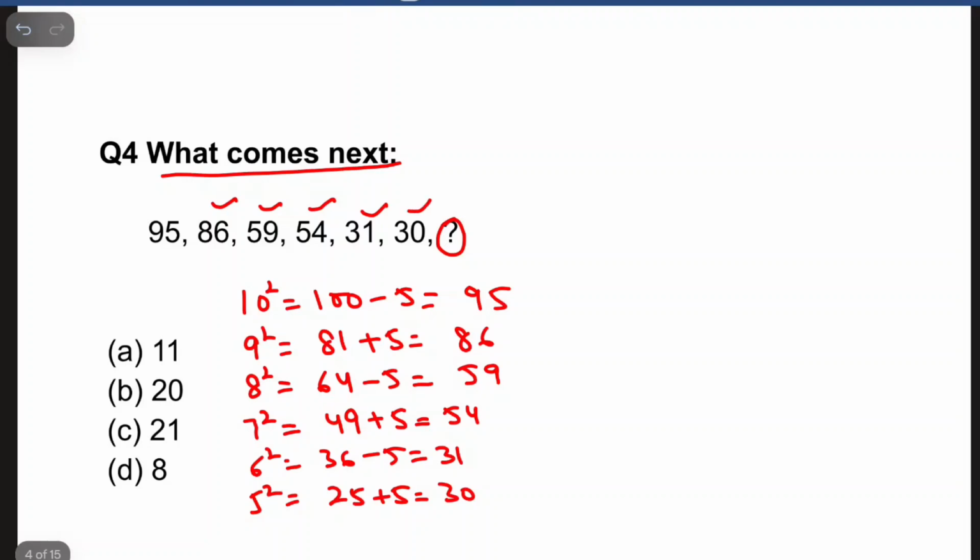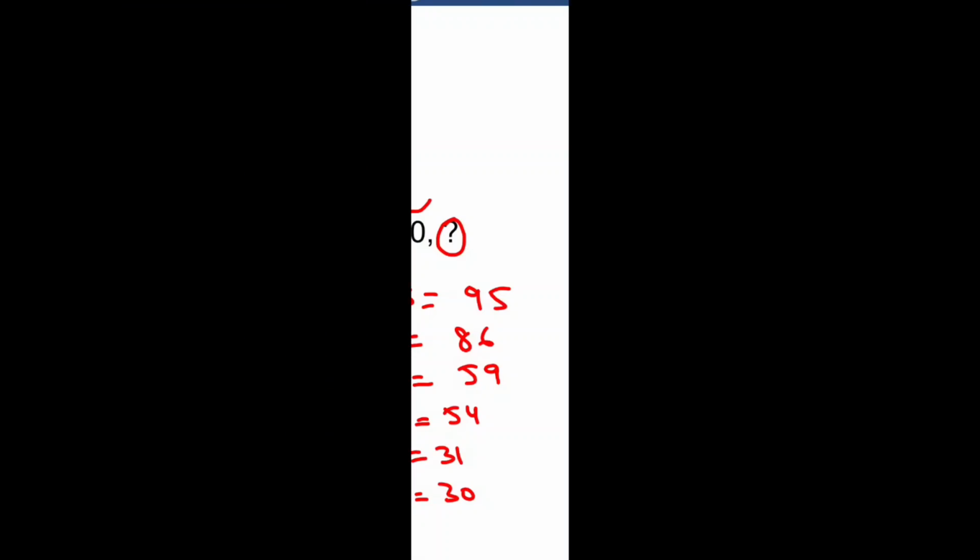So we'll apply same logic to find this missing number. We are having the squares 10 square, 9 square, 8 square. So for this missing number it will be 4 square, that is 16. We have subtracted and added 5 alternately. Before that we have added 5, now we will be subtracting 5. We get 11. Option A is the correct answer. Now let us move to the next question.